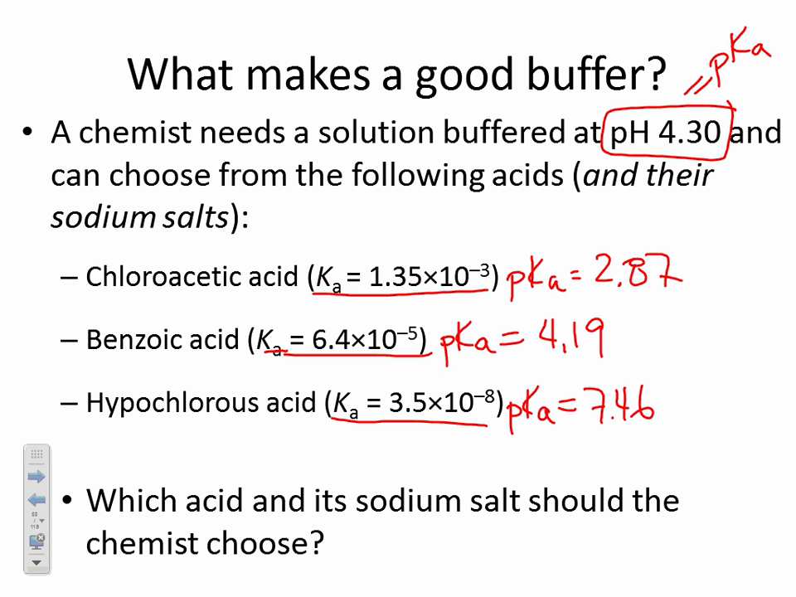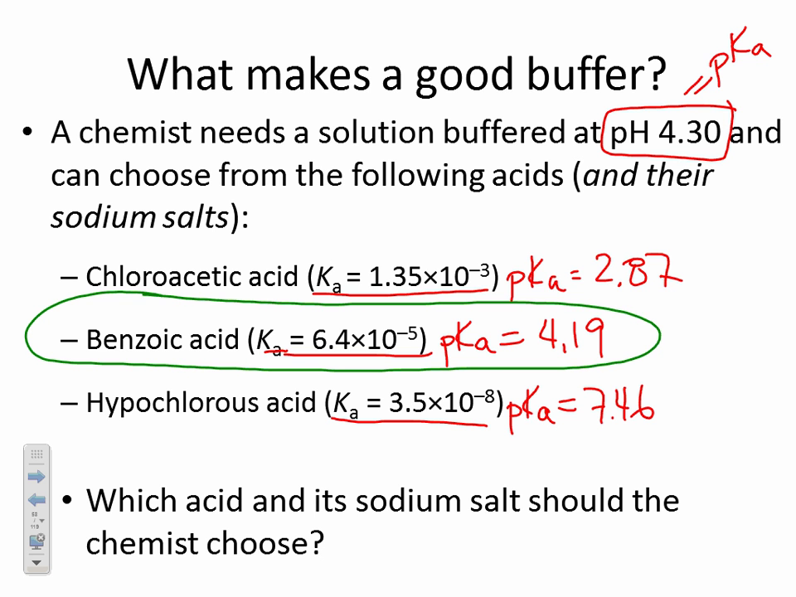So which buffer do we want to choose along with its sodium salt, which would give us the weak base, to make this particular buffer? We want to choose the benzoic acid, because this pKa value is closest to the pH that we want.